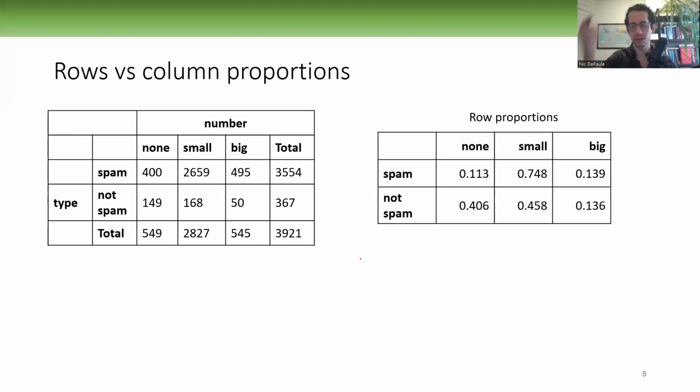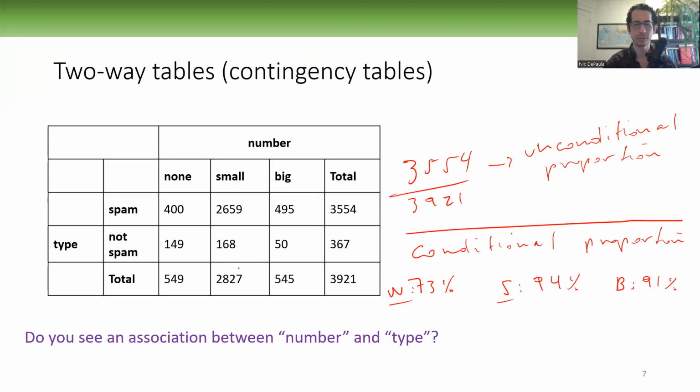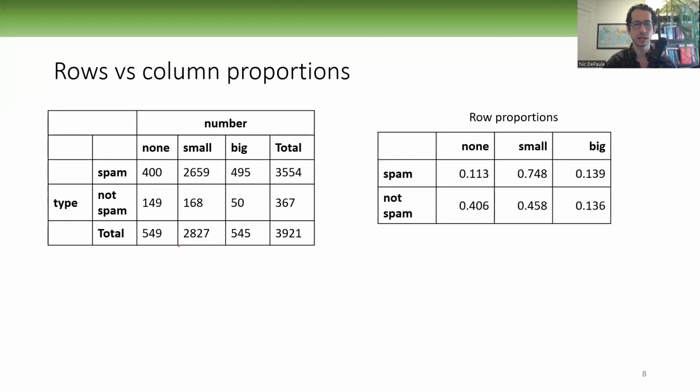Also, let's note that there are different calculations. Namely, there are the column calculations that we did here. So within no-number emails, how much were spam, how much were not. Within small-number emails, how much were spam, how much were not. And of course, we can also do the row calculations. And these are different numbers. They're not necessarily the same. And they also look into the association between these two variables, but they are different and they may require investigation as well.